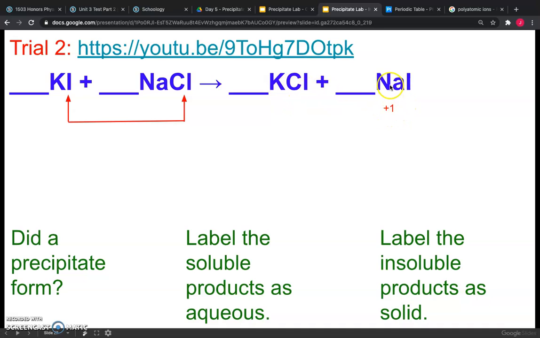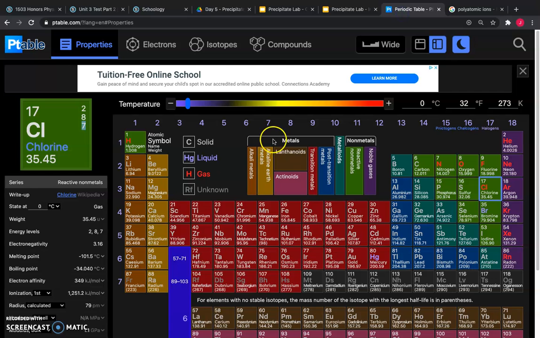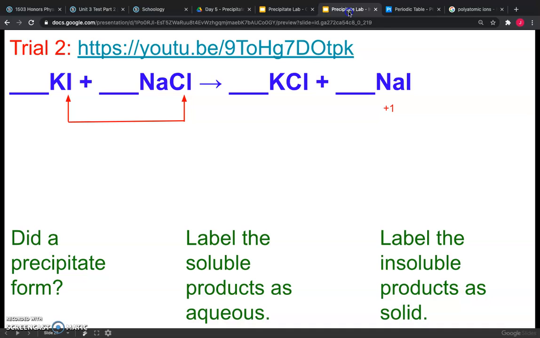Let's take a look here. Sodium has a +1 charge. Again, that's because it has 1 valence electron. And iodine will form a -1 charge. It's because it's going to gain 1 electron, so that it has 8 valence electrons instead of 7. So it'll have a full valence orbital.